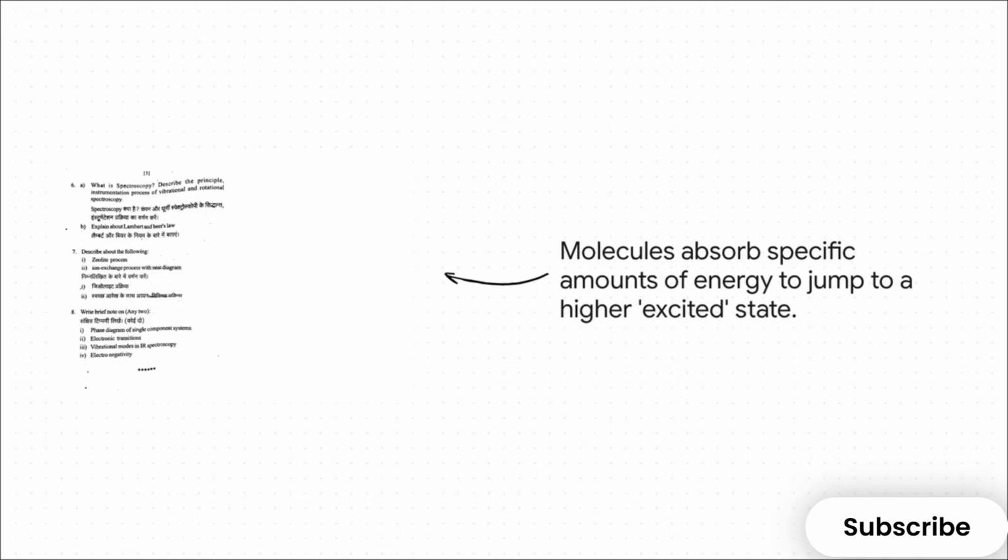Let's focus on that first one, the electronic transition. As you see here, an electron is just chilling in its home energy level.